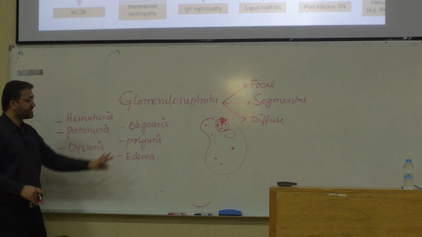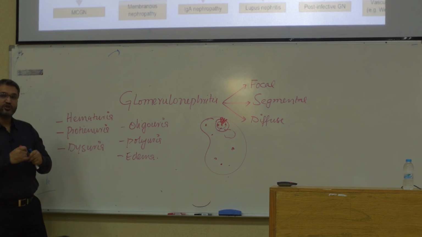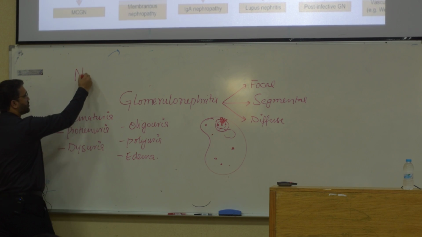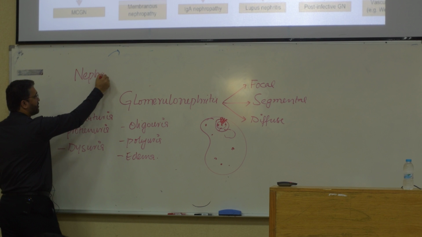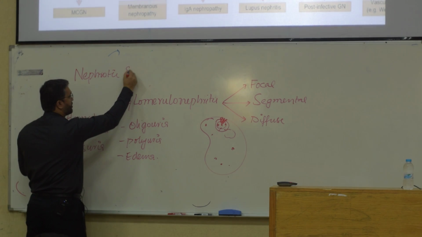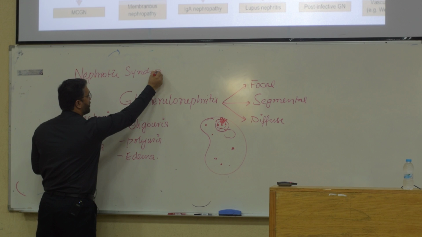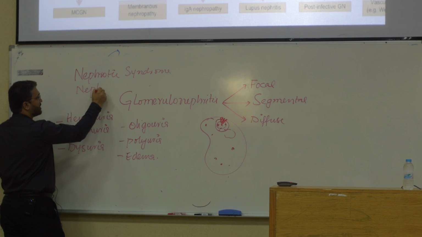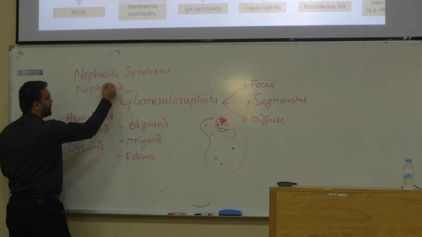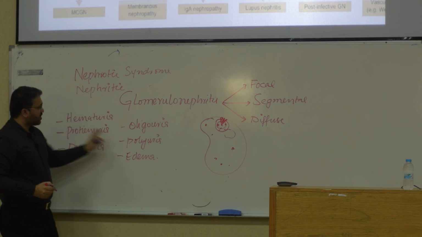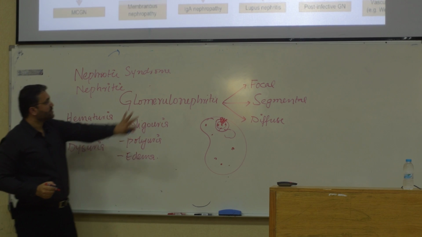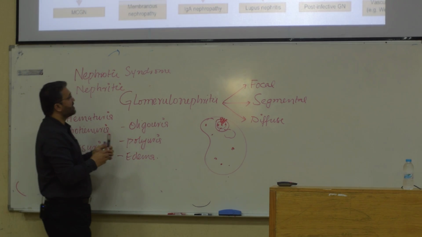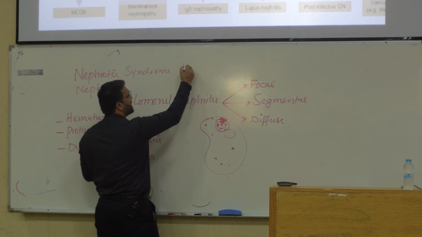Now these things have been classified into two groups, two words. One is called nephrotic syndrome, and one is called nephritic. Now there is a combination of some of these symptoms, some of which are present in the nephrotic, some of which are present in the nephritic. For example, in the nephrotic, what is the most special thing?